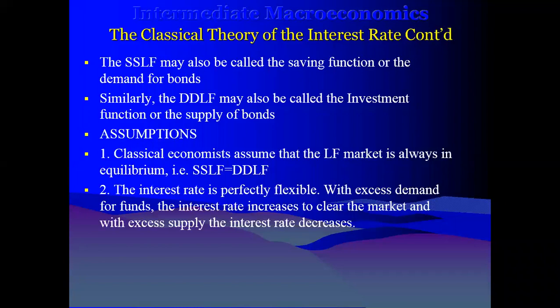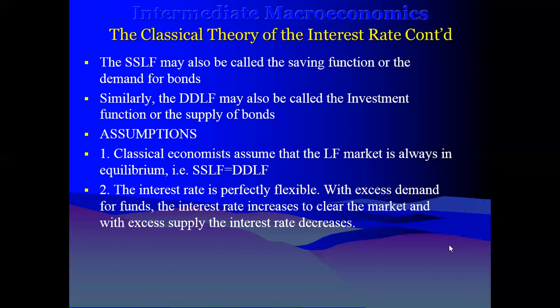So in this market, whenever there's excess demand for funds, the interest rate must go up in order to bring the market back to equilibrium. And when there is excess supply, the interest rate must fall. In other words, price must fall just to make sure that the market is back to equilibrium.